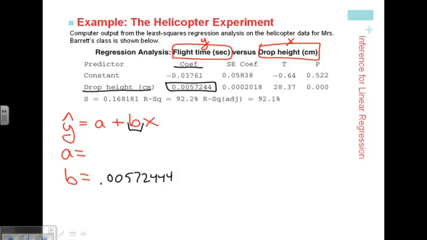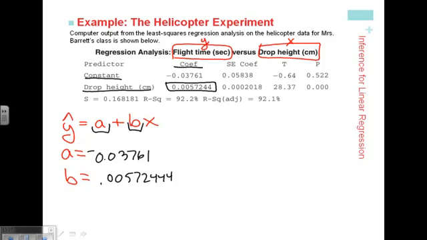From this output, you also should be able to tell me what A is. Again, it's sort of hidden in a strange way. It is a coefficient, but it's a coefficient on the constant. Well, it is the constant. And in our linear regression equation, A is just a constant. So we'll have to be able to look at this output and say, oh, to find the y-intercept, it is the coefficient on constant.